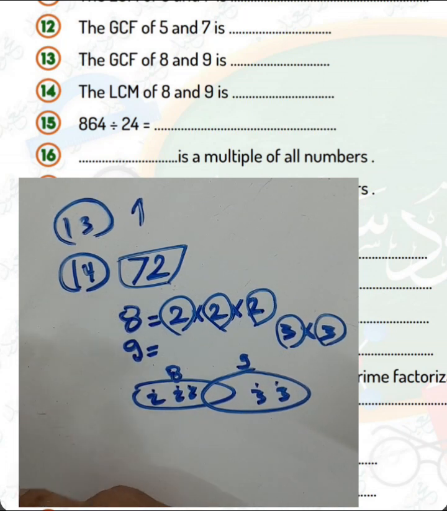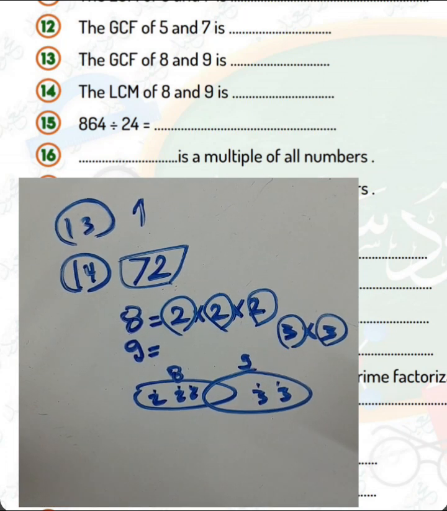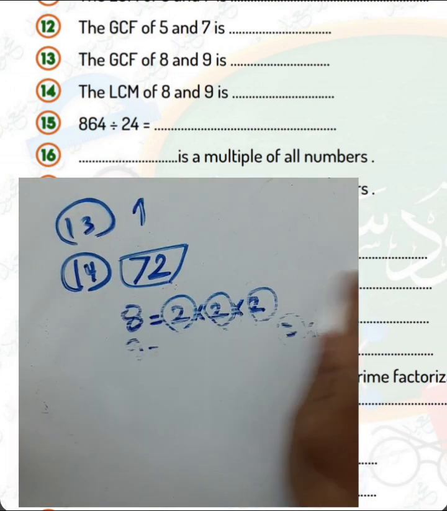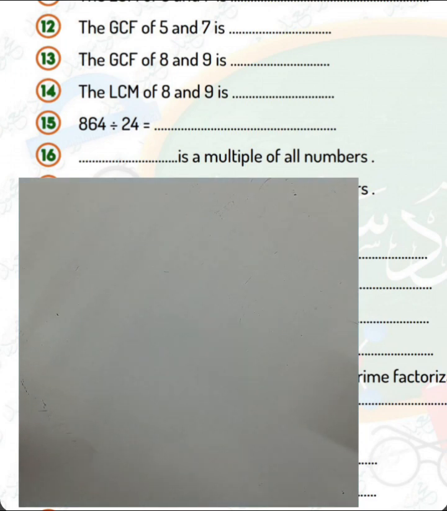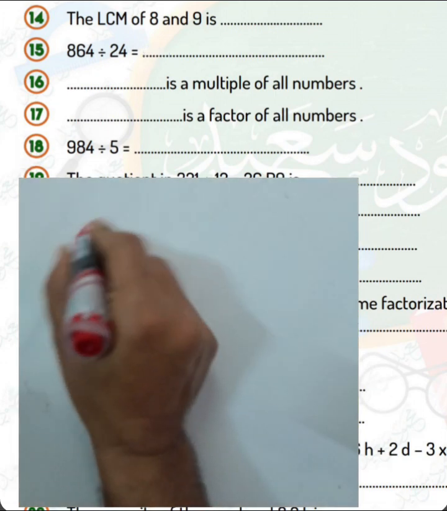Question 15. 864 divided by 24. We can find the quotient by long division. Using long division to find the result, the quotient is 36. Okay, this example, question 15.